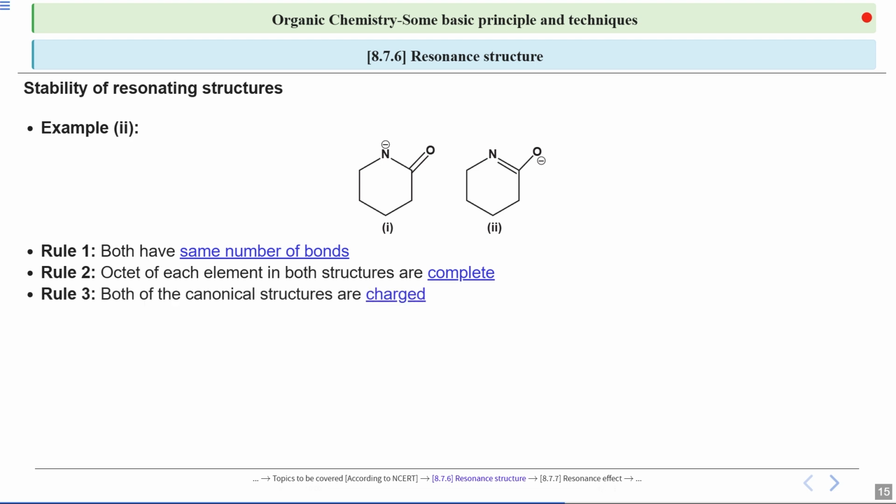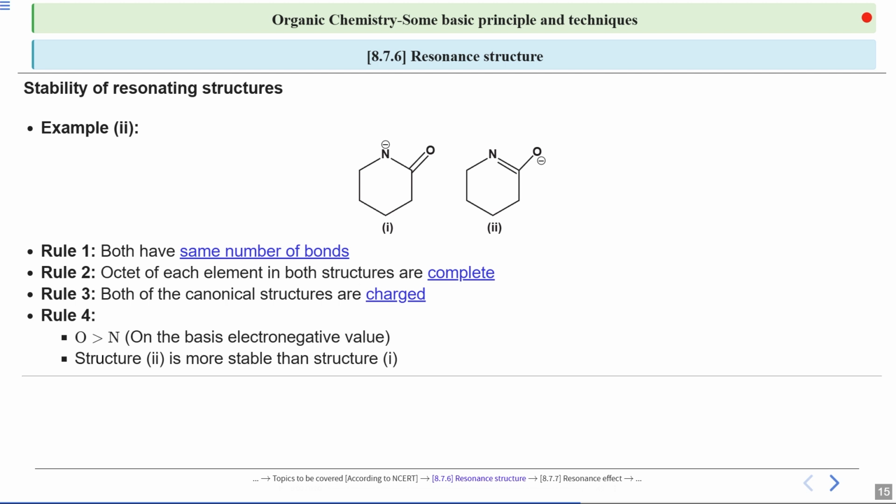Again, both species are charged, so this can also not be the deciding factor for their stability. In the first one, the nitrogen is charged. In the second one, oxygen is charged. But if you look at rule number 4, you can clearly say that oxygen is more electronegative than nitrogen. So where will the negative charge lie? It will lie on oxygen for a more stable structure. Therefore, structure number 2 is more stable than structure number 1. I hope you are getting my point.